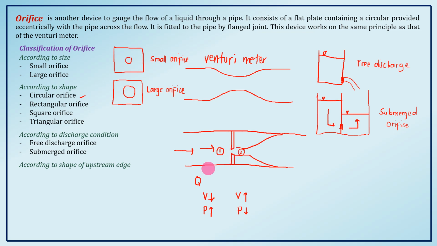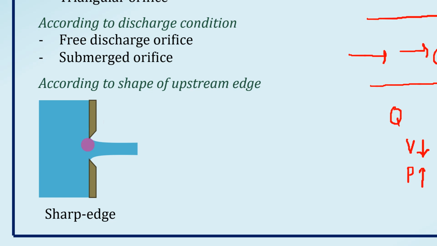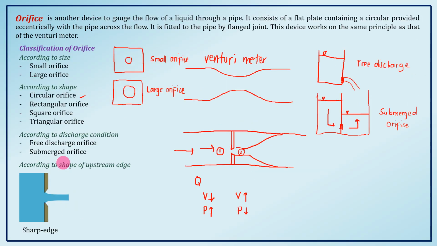So, let's show a figure. In this figure, we have a sharp edge orifice. So this point is sharp, it's pointed. And when we apply or attach it to tanks, our liquid will flow like this. So, there's a slight curvature. And in this type of orifice, we have given approximate values of the coefficients of the device, like CC is equal to 0.62.